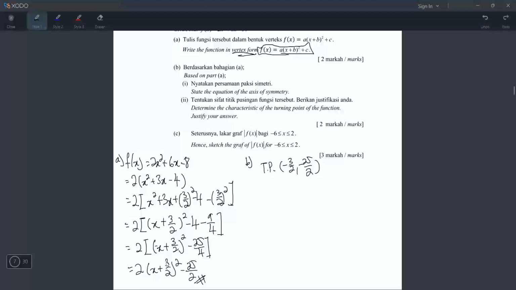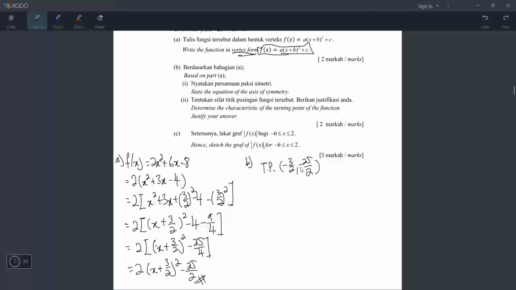After we change to vertex form, the x coordinate will be here, and then the y coordinate will be this. But just remember the x coordinate has to change sign. Don't forget that there are 2 types of turning point: minimum and maximum. So for this question, do you think this is the minimum point or the maximum point?